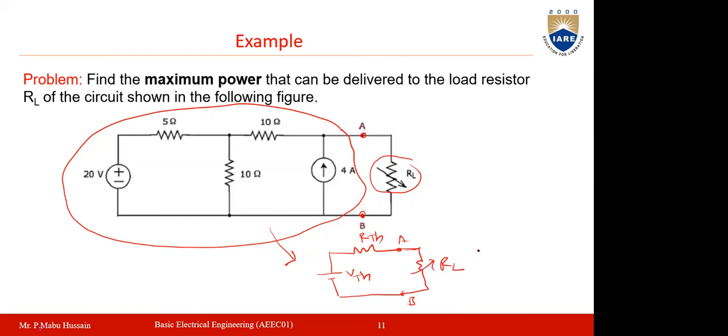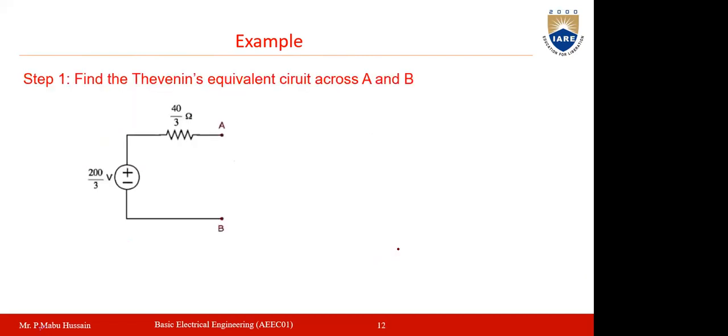Now maximum power will be delivered to the load whenever the load resistance is equal to the source resistance, which is here R Thevenin, and the power delivered will be PL equal to V Thevenin squared by 4 RTH. So like this you can determine. Here our first aim is to determine the Thevenin's equivalent circuit across these two terminals A and B, by keeping this RL as it is, or you can even remove it, so that across terminals A and B you can write the Thevenin's equivalent circuit. How can you determine the Thevenin's equivalent circuit?